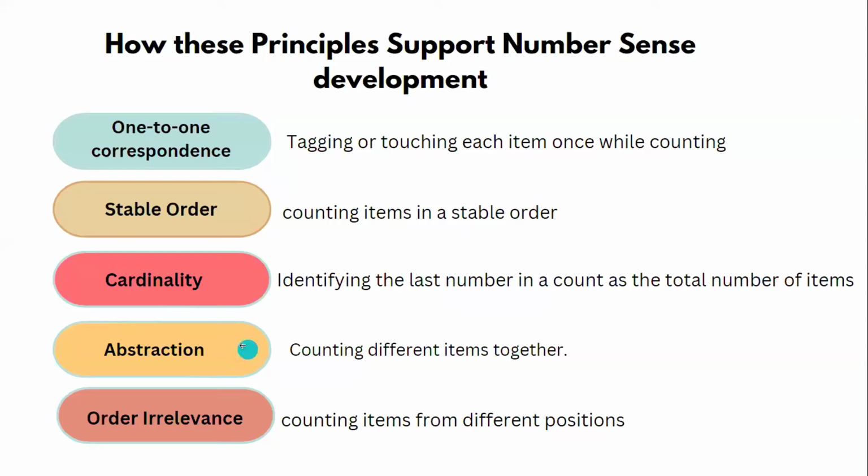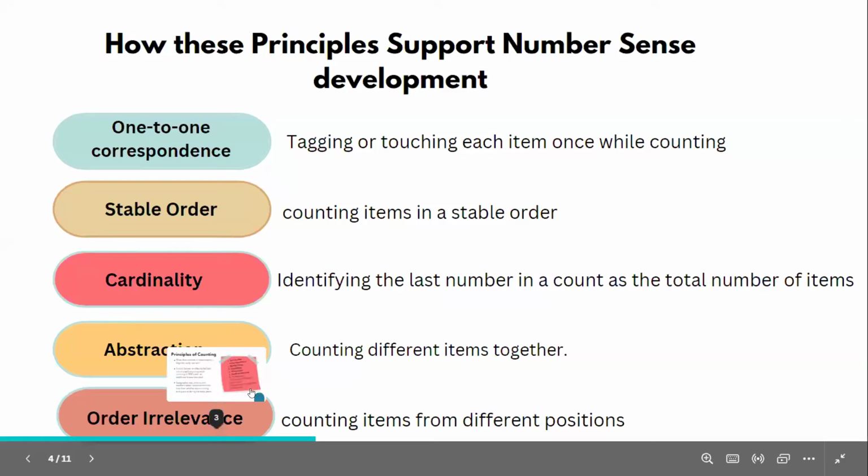Then we have abstraction. Abstraction is where you can count different items together. There is no limit in counting, so different items can always be counted together. Then there's also order irrelevance. You can count from left to right, or right to left, top to bottom or bottom to top, regardless of the direction you're using.